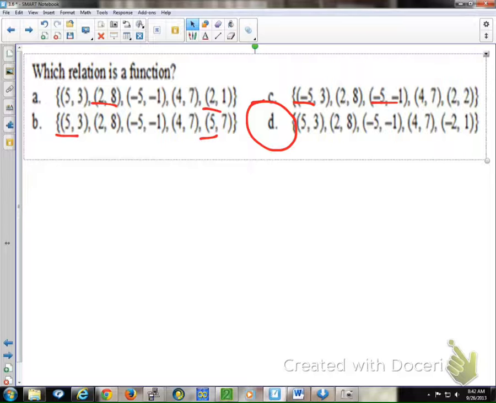Questions on that? You're going to have questions on your tests that say, is this a function? And all you have to worry about is if an x value is repeating, when it gives you points. All right. Moving on.